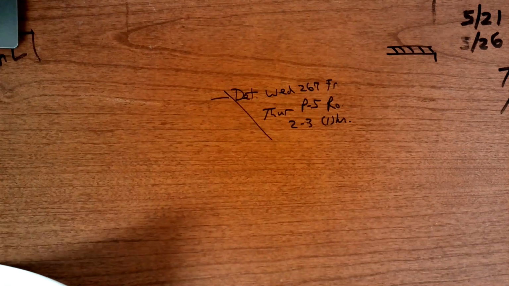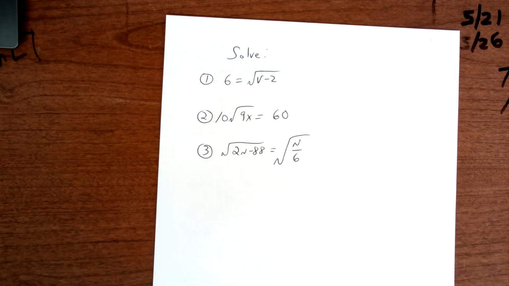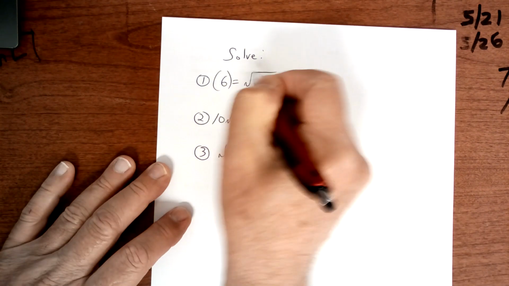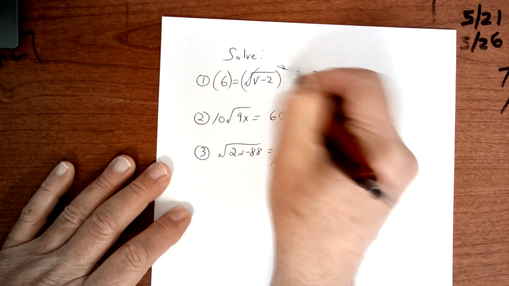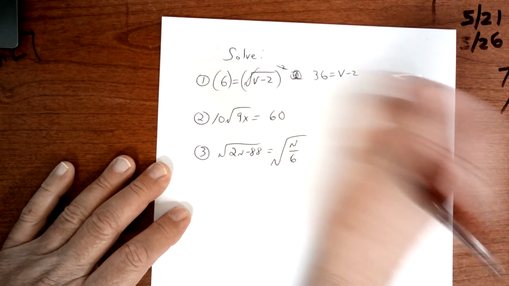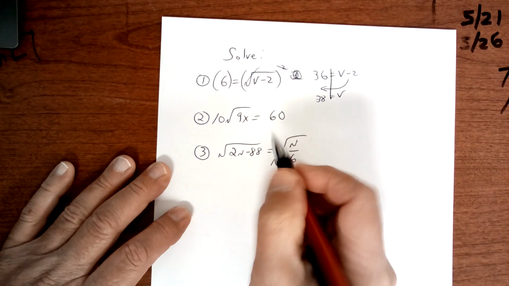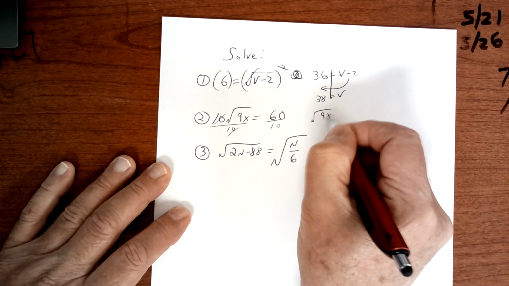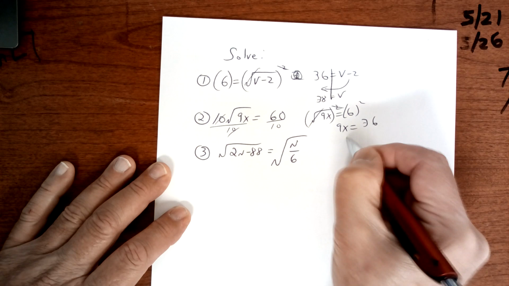All right, let's turn our attention now to college algebra. Okay, so on college algebra here, to work this one, you're going to square both sides. So you're going to get 36 is equal to, this cancels, v minus 2. And then you're going to solve this by adding 2 and getting 38. This one I would divide by 10, since you can. 10 will go into 60. So I would say the square root of 9x is equal to 6. Then I would square both sides and get 9x is equal to 36. And then divide by 9 and get 4.